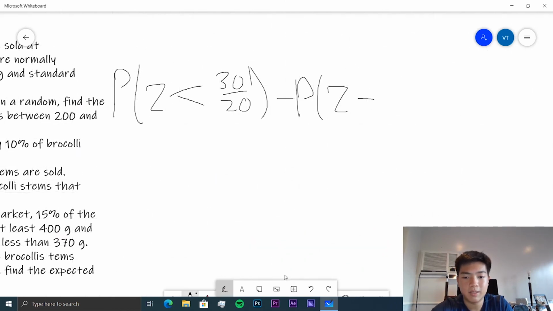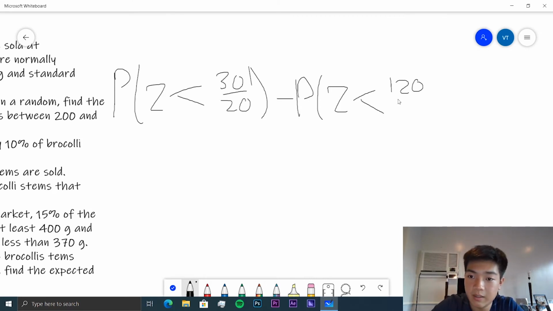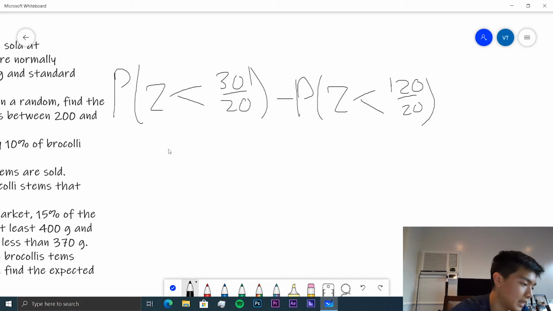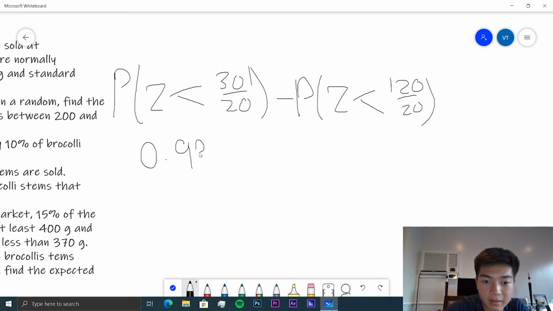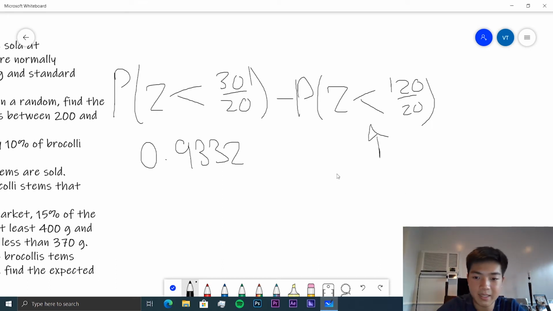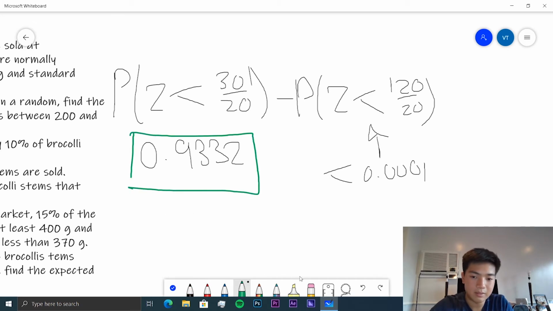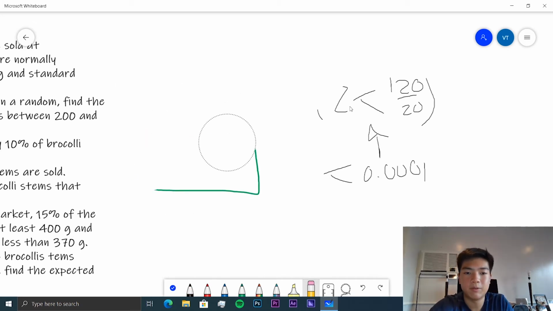200 minus 320 being negative 120 over 20, which is insignificant. So anyways, we have the probability that Z is less than 3/2. So that is equal to 0.9332. And we need to subtract from it this insignificant value, which is less than 0.0001. So effectively the answer is 0.9332. Okay, that's part number 1 then.